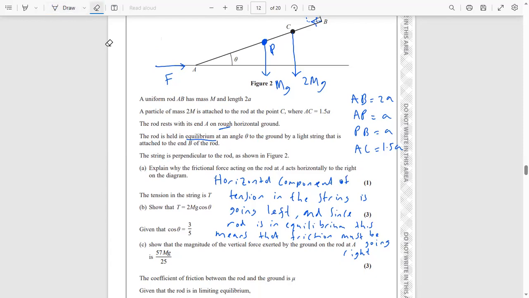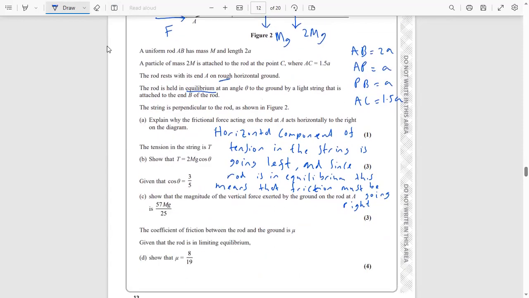There we go. So the horizontal component of tension in the string is going left. And since the rod is in equilibrium, this means the friction must be going to the right to counteract the component of tension going to the left. So hopefully that all makes sense. So we'll go to the next part.